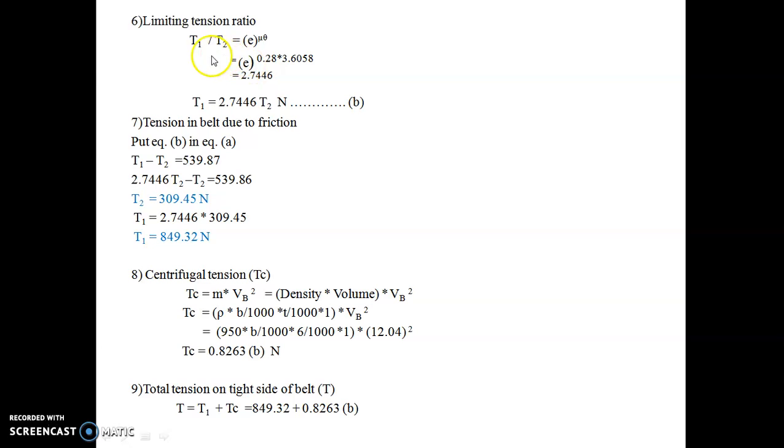Limiting tension ratio T1 upon T2 is equal to e raised to mu theta. Mu is 0.28, theta is 3.6058. So we will get 2.7446. T1 is equal to 2.7446 into T2 Newton. Equation number B. Now put the equation B in equation A. We can calculate the value. T2 309.45 and T1 849.32 Newton.